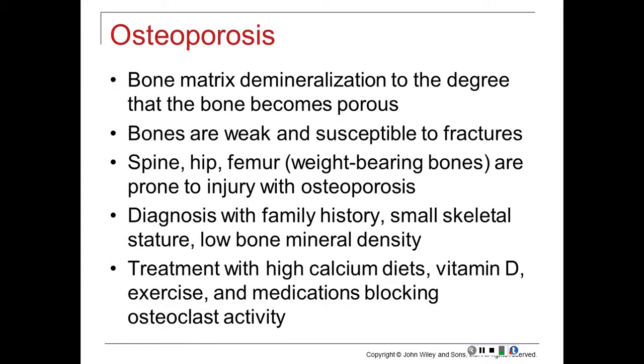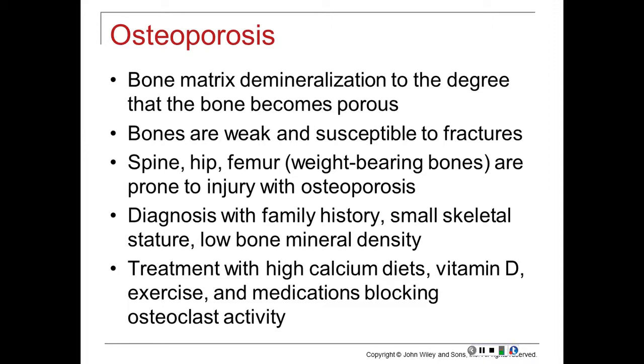Osteoporosis is the condition that will develop when the bone matrix demineralizes to a point that the bone becomes porous. The bones become weak, very susceptible to fractures. Spine, hip, femur fractures, all of our weight-bearing bones are more susceptible than, say, our humerus or radius and ulna. We don't walk around on our hands much. So usually it's those weight-bearing bones that are prone to injury with osteoporosis.